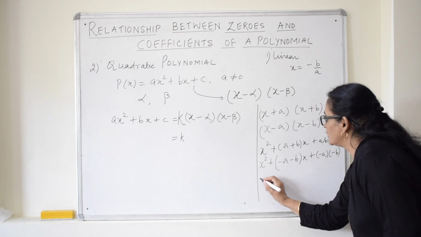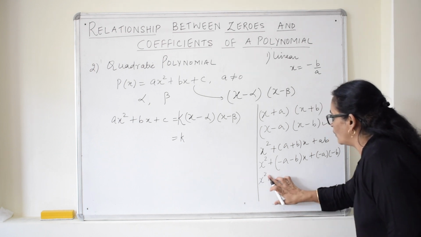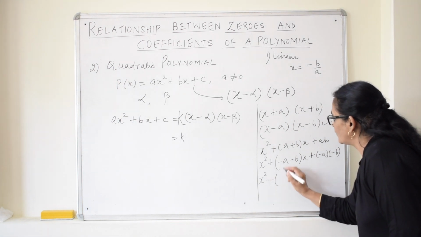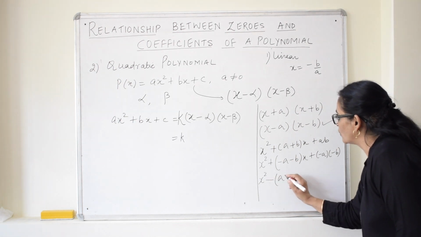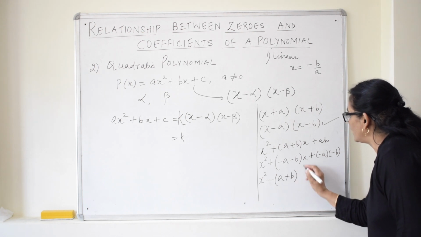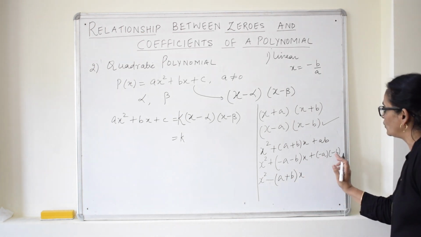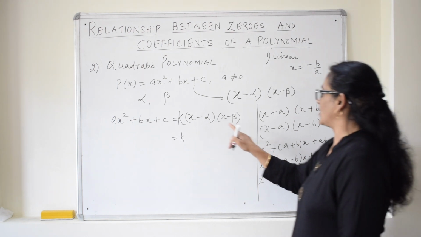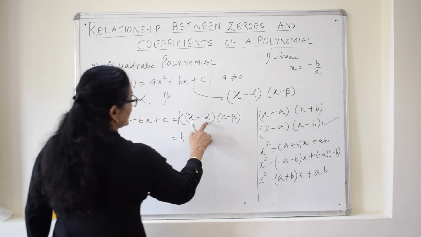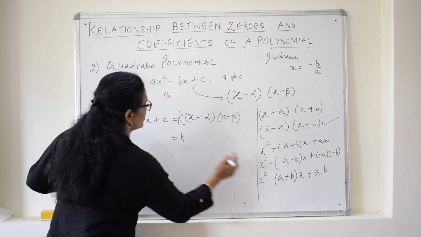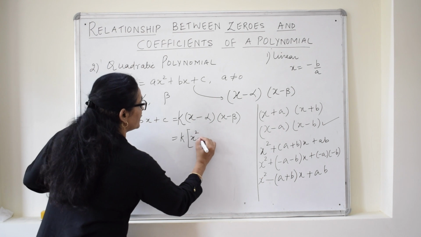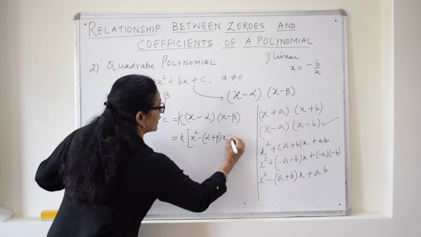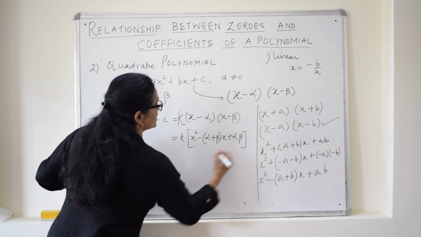Ultimately the expansion will be x square. Now, this minus and this minus, if we take out as common, what is left is a, and here this minus is gone out, so it becomes plus b into x, and minus a into minus b will be plus ab. Same way we are going to apply over here. In place of a and b, it's alpha and beta. So the ultimate expansion will be x square minus alpha plus beta into x plus alpha beta.